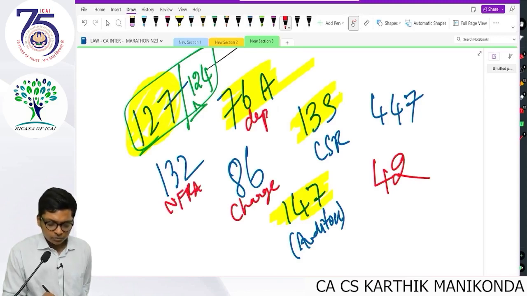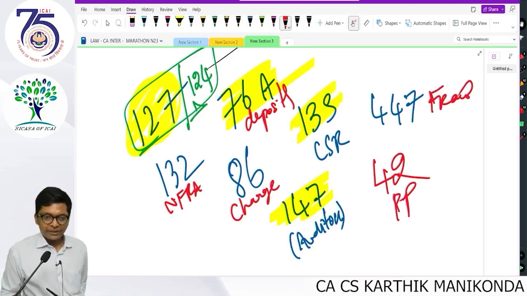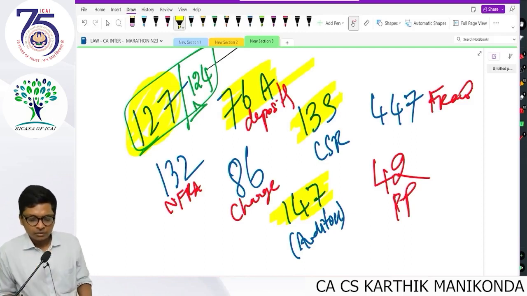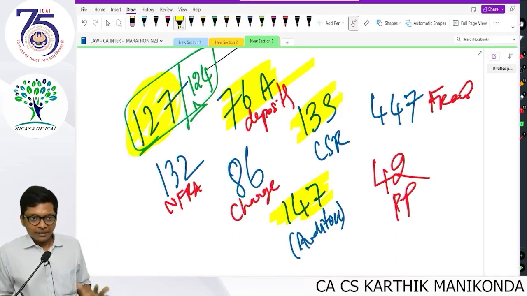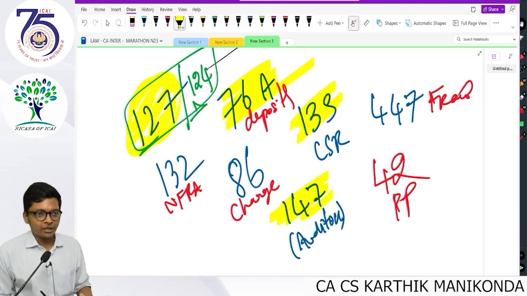NFRA, deposits, auditor, CSR and fraud, private placement. At least this bare minimum, guys. If you can take the effort, remember these. See, penalty can come in exam, maximum one question. Sometimes they don't ask it itself. But if you want to study penalties, these are the ones you can focus on, bare minimum.